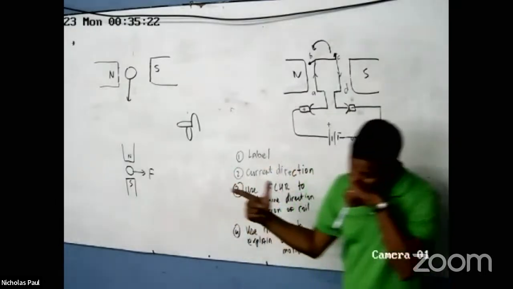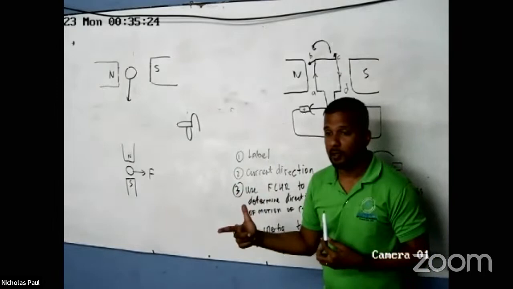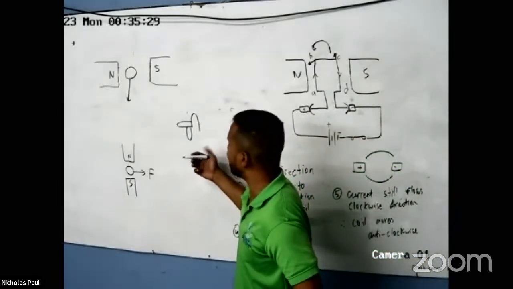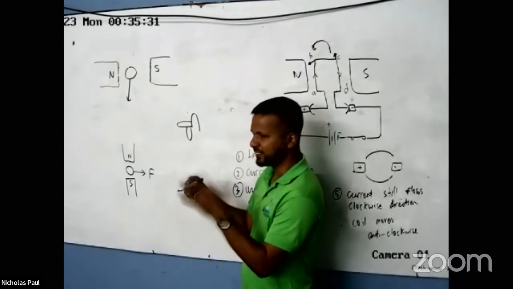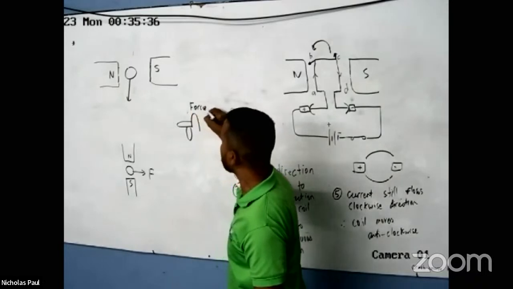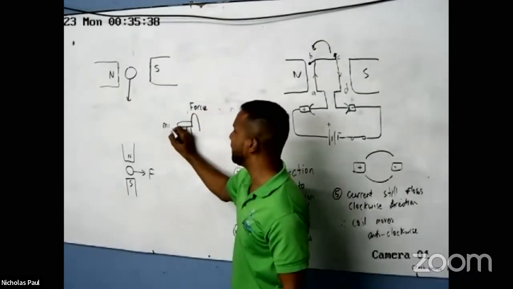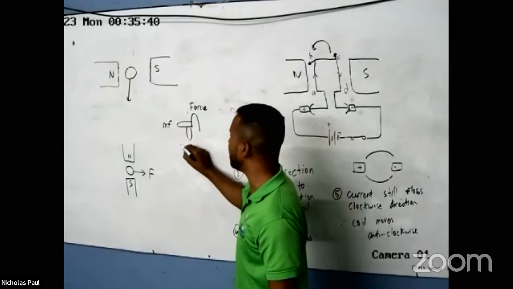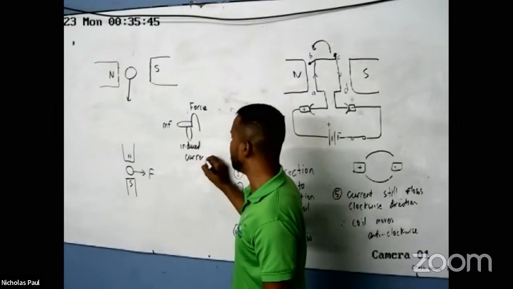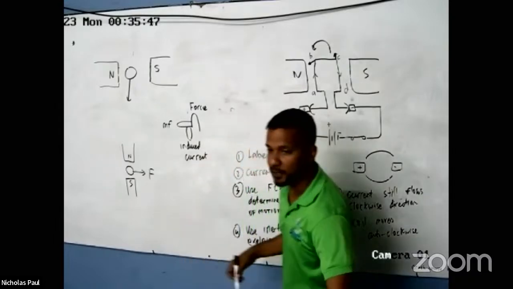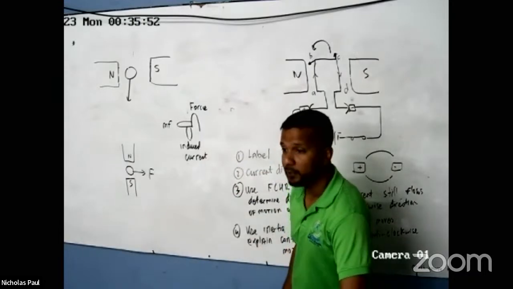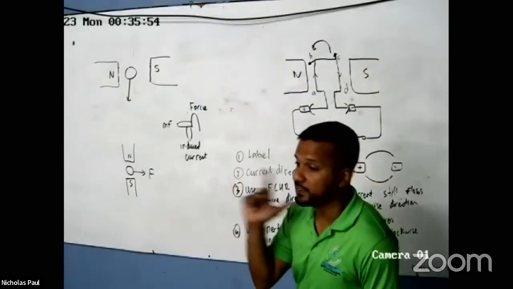So now we're going to use Fleming's right-hand rule. Right-hand rule simply means exact same thing. Thumb is the force, your first finger is the magnetic field, and your middle finger is the induced current. The reason we're saying induced is because it's not there. So you're using Fleming's right-hand rule in the same way.